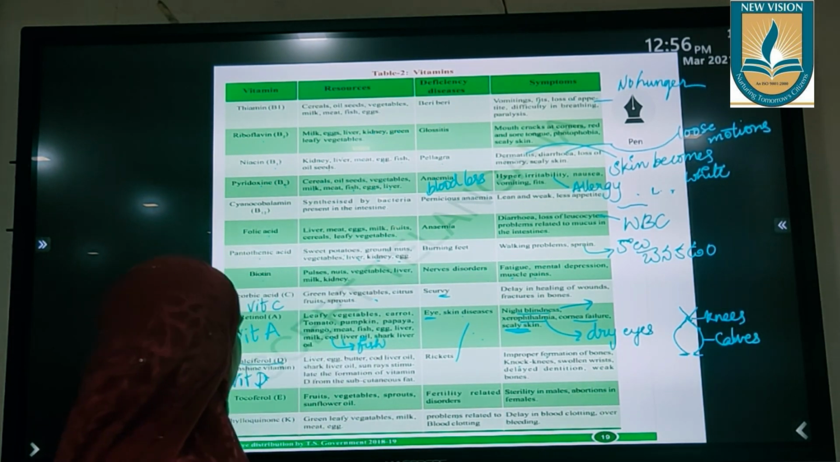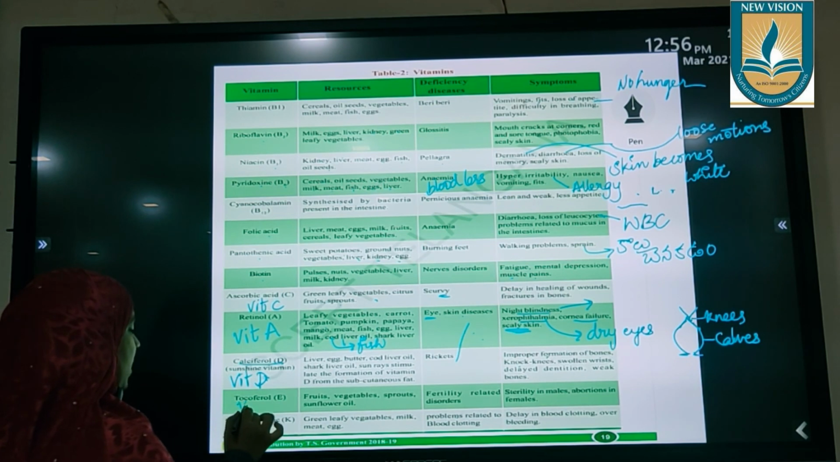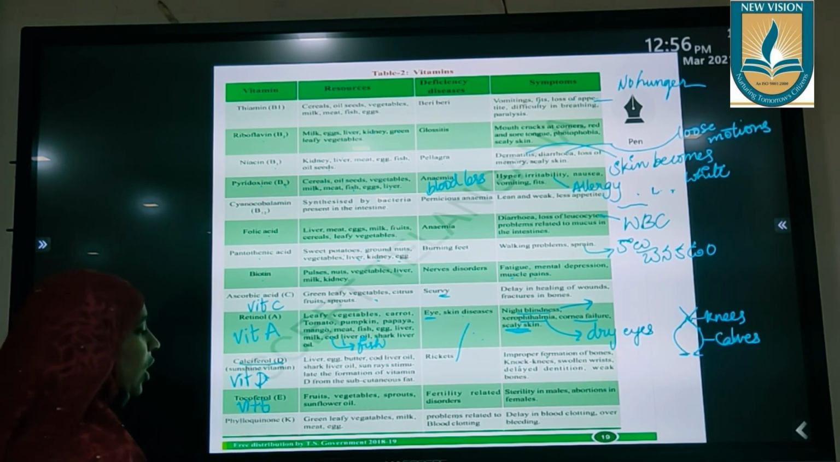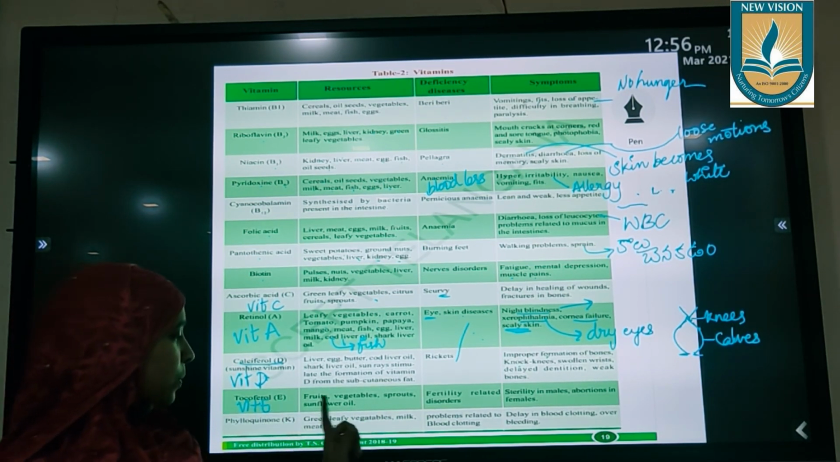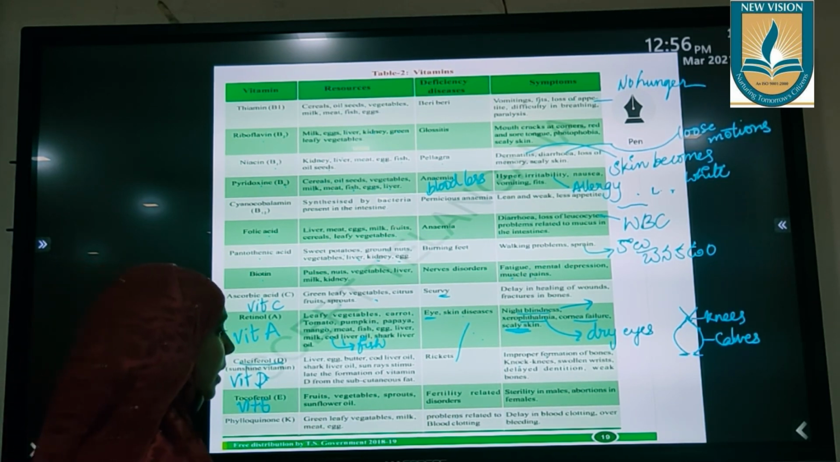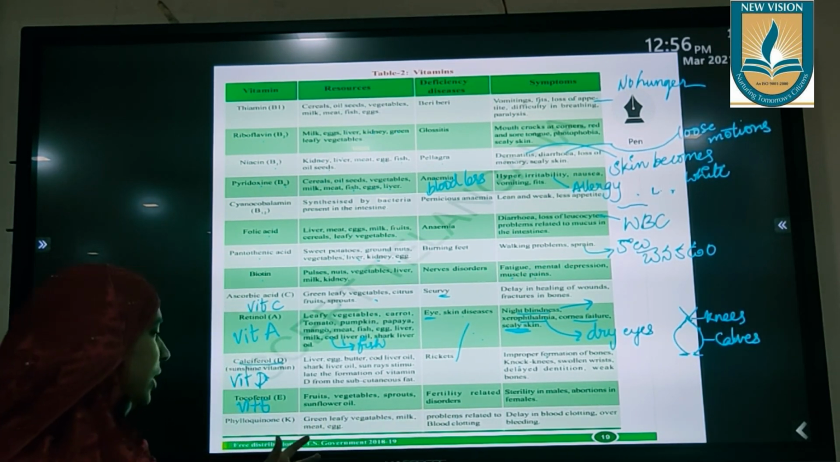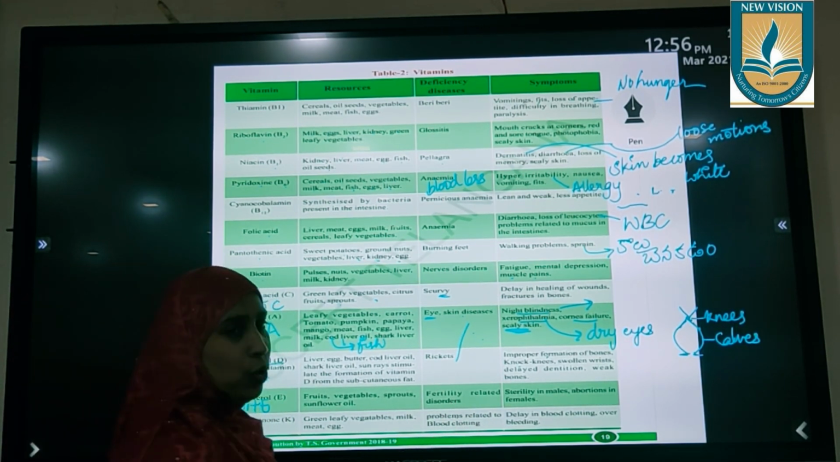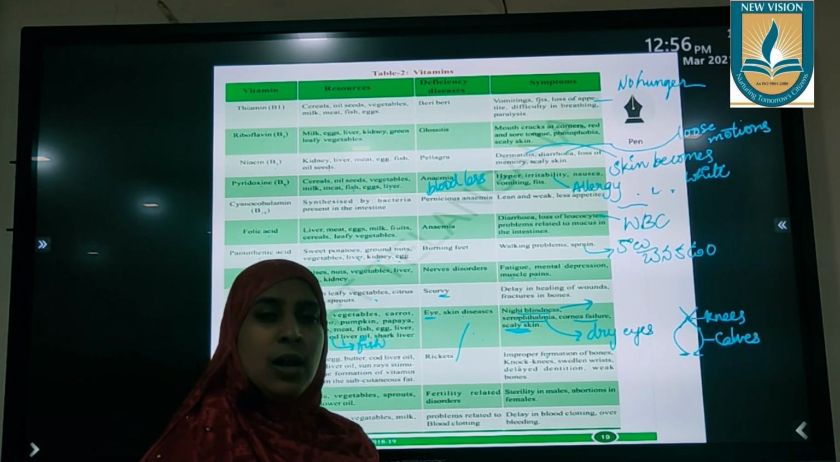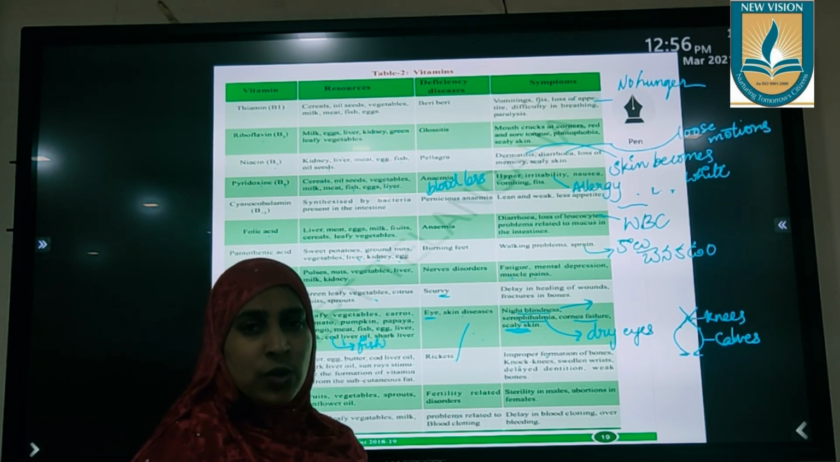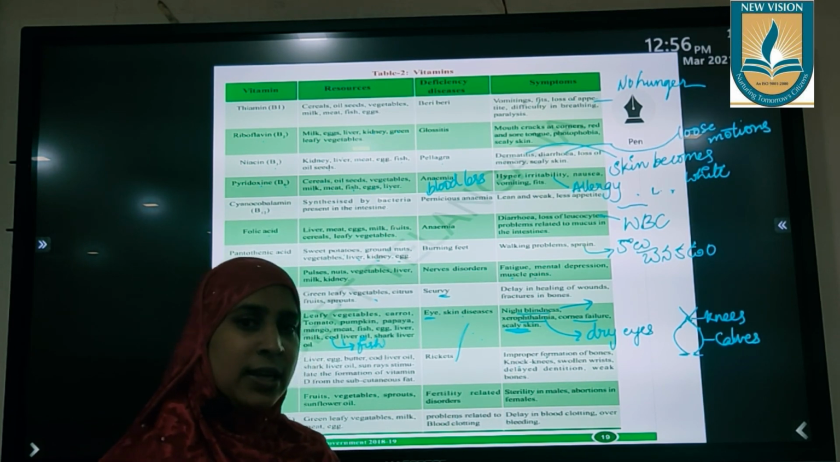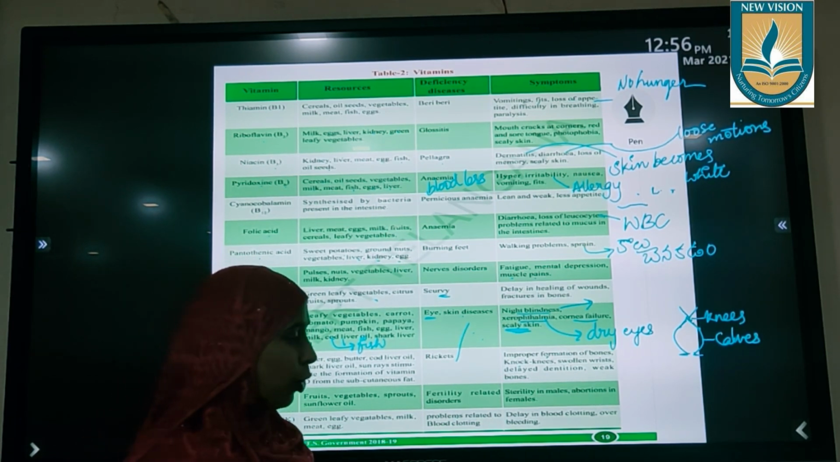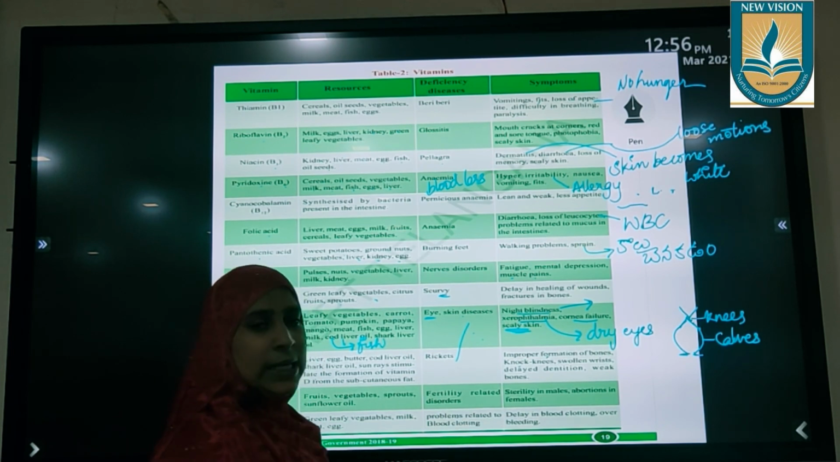Bones are very weak. Tocopherol. Vitamin E is also called tocopherol. It is rich in fruits, vegetables, sprouts, and sunflower oil. If you do not eat food that is rich in vitamin E, it leads to problems with fertilization. You know what fertilization is? Male and female gametes fuse together to form a zygote. That leads to the birth of the baby. Anything related to birth problems is called fertility related disorders, whether in male or female.